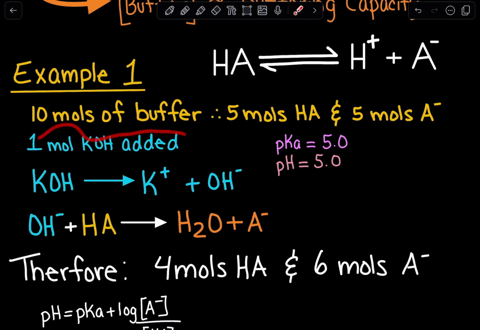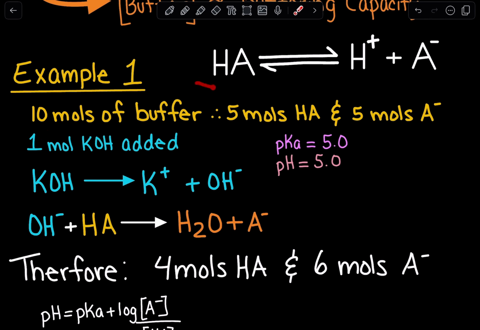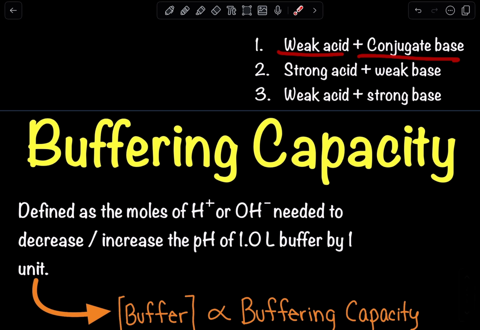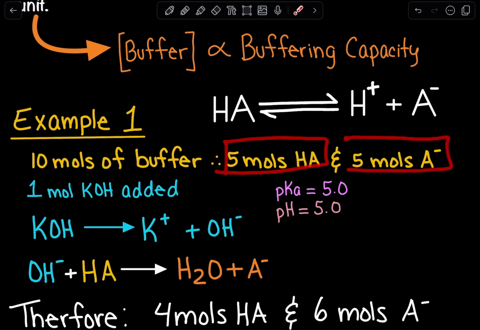If we have 10 moles of buffer, let's take a look at our equation for a buffer. So if we have HA, which is our weak acid, it's going to partially dissociate into H plus and its conjugate base. Remember, weak acid plus conjugate base gives us a buffer. Weak acid, conjugate base, it's a partial dissociation and they exist in equilibrium. Okay. So if I have 10 moles of buffer, for simplicity, let's say that I have 5 moles of HA and 5 moles of conjugate base.